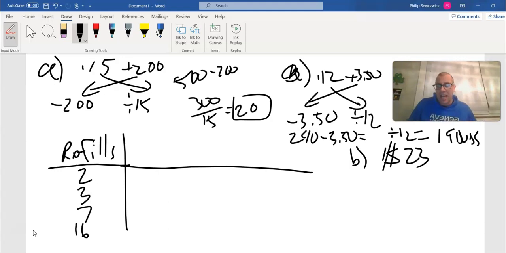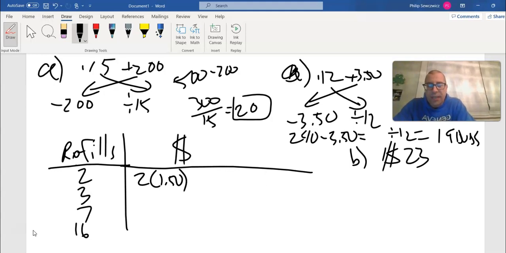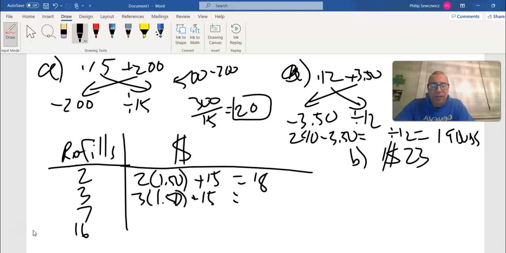All right, refills. They're $1.50 each, and we have to pay the $15 to get the souvenir cup. So much like we saw on the previous one, because it's $1.50 each of them, that's why it's a multiplication problem. So 2 times $1.50, and then we have to add that $15 on for the cup. So there's your $18. 3 refills at $1.50, there's your $4.50 plus your $15.